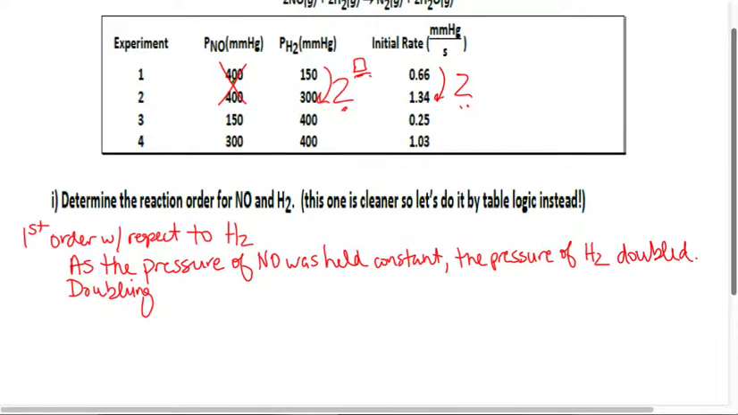Doubling the H2 pressure made the rate do what? Made the rate double. Therefore, that's first order. If the pressure doubles and the rate doubles, it's first order. So that's what you would need to write to get your point.